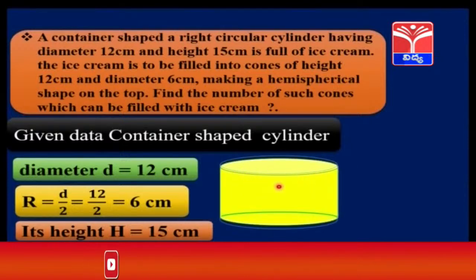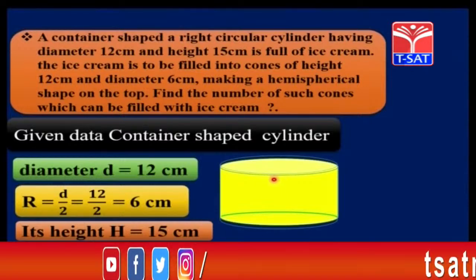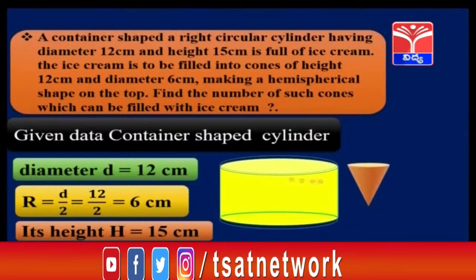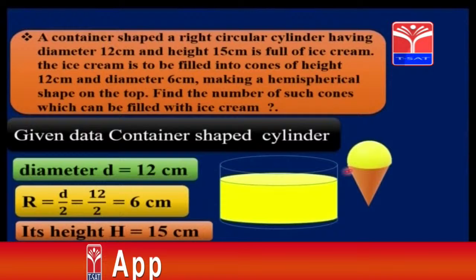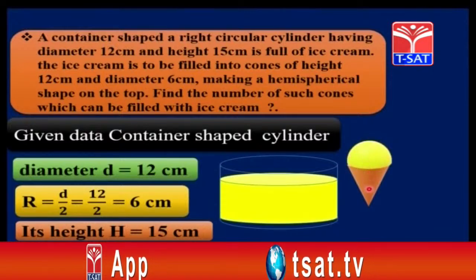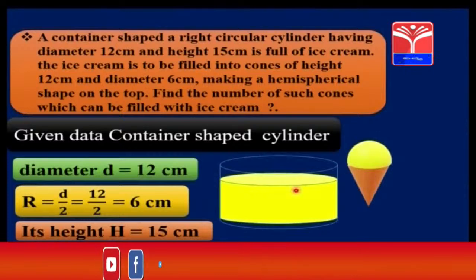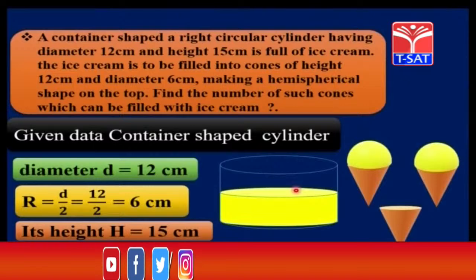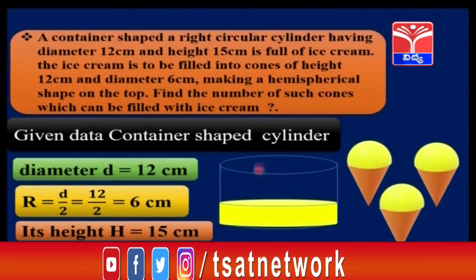of ice cream. Yes, we have to empty this cylinder by filling the ice cream into cones, ice cream cones. So these are the ice cream cones. We have to fill the ice cream cone with the ice cream, and here the top is in the form of a hemisphere. So we have to fill the complete ice cream like this. So children, how many ice cream cones are required to empty this cylinder?